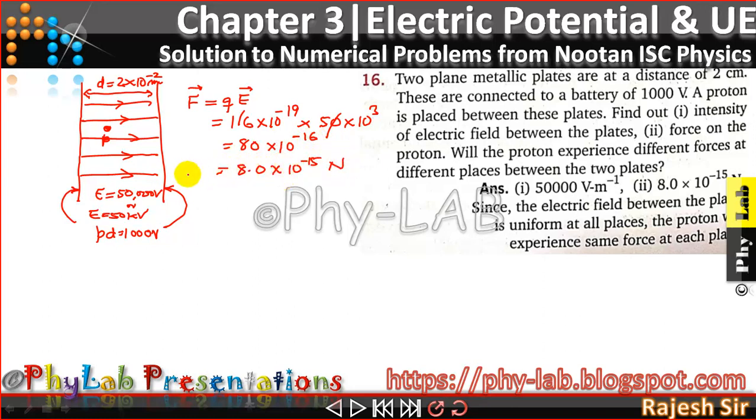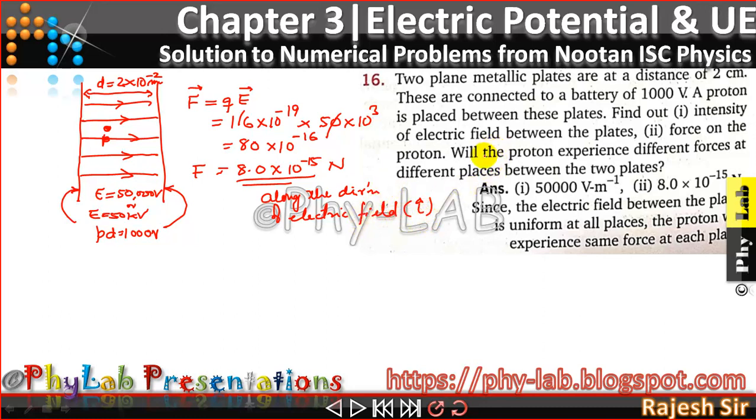So this force will be directed along the direction of the electric field. And in which direction is the electric field directed? Presently, as per the problem, it is directed along the positive x-axis, or i cap.